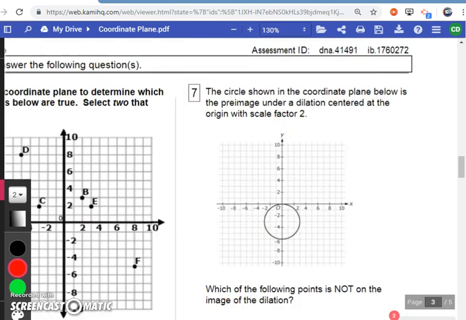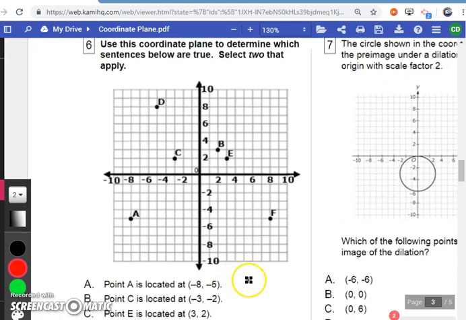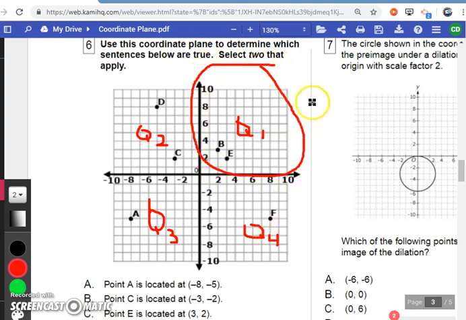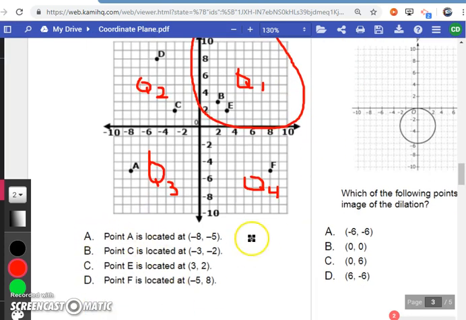Okay, you've seen me do quite a few of these. There's 4 quadrants. Quadrant 1, Quadrant 2, Quadrant 3, and Quadrant 4. The first example did not show all 4 quadrants. It only showed Quadrant 1. Okay? Use this coordinate plane to determine which sentences below are true. Select 2 that apply. So there are 2 correct answers here.